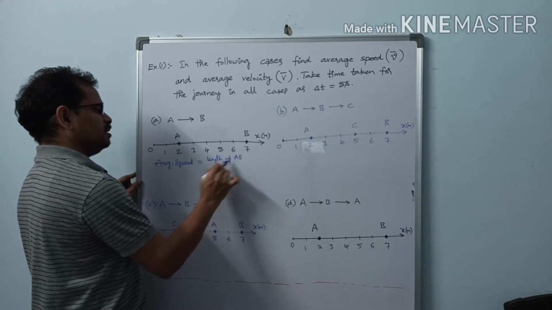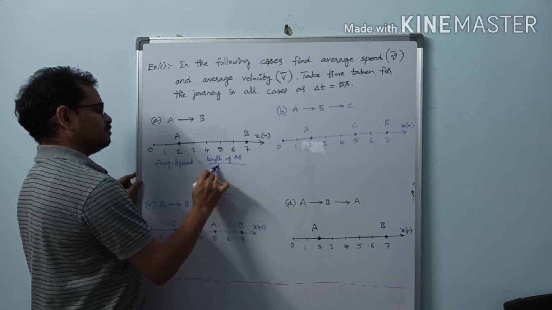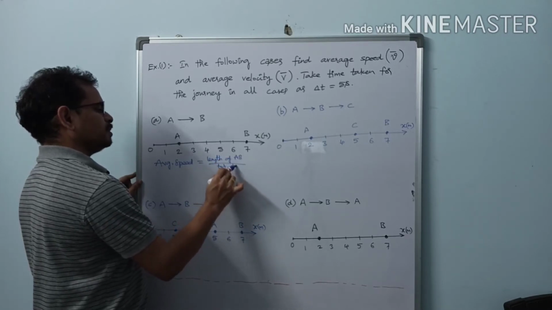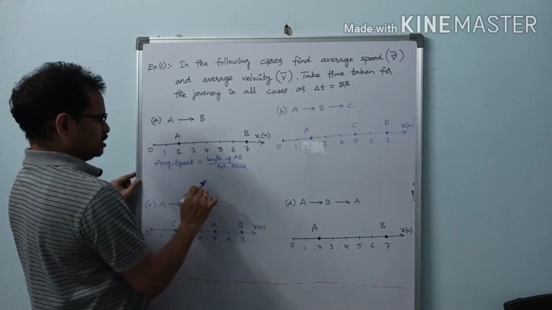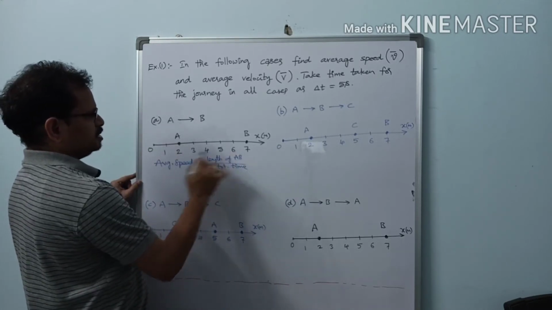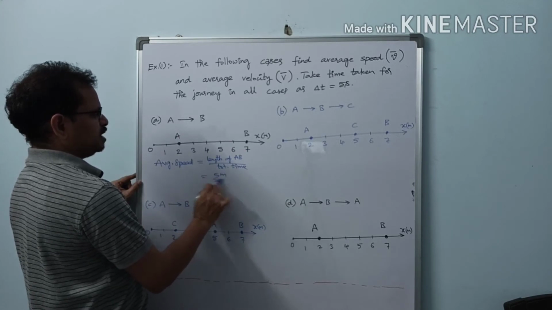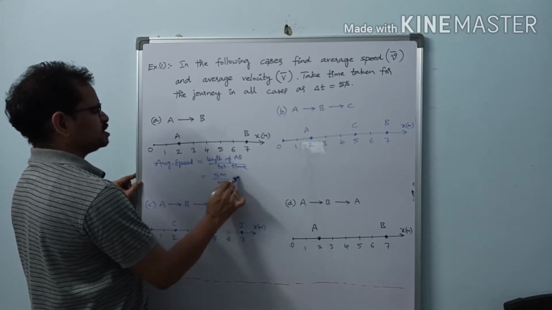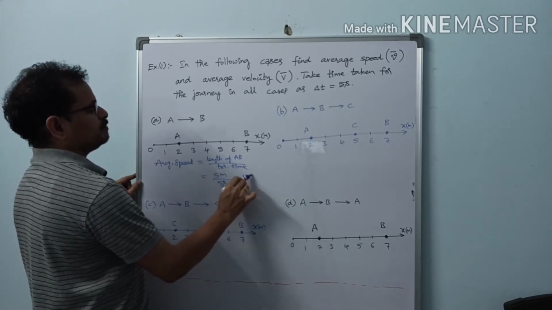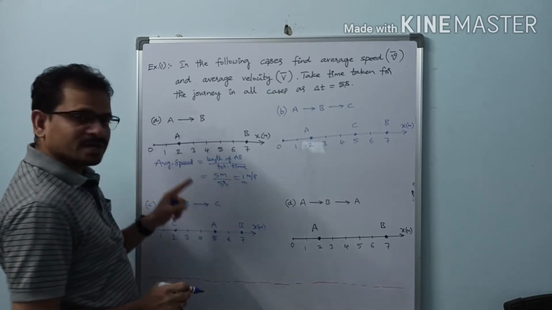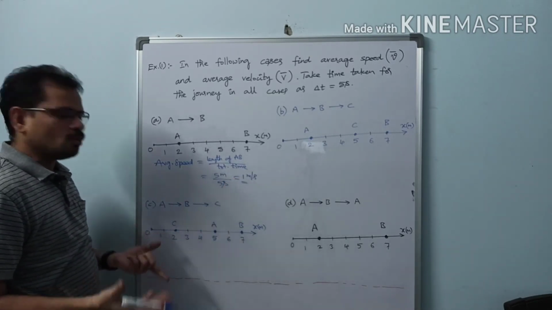Length of AB by total time. So this is equal to, what is length of AB here? 7 minus 2 equal to 5 meters by total time is 5 seconds. So this is equal to 1 meter per second. So what is average speed here? Average speed is equal to 1 meter per second.